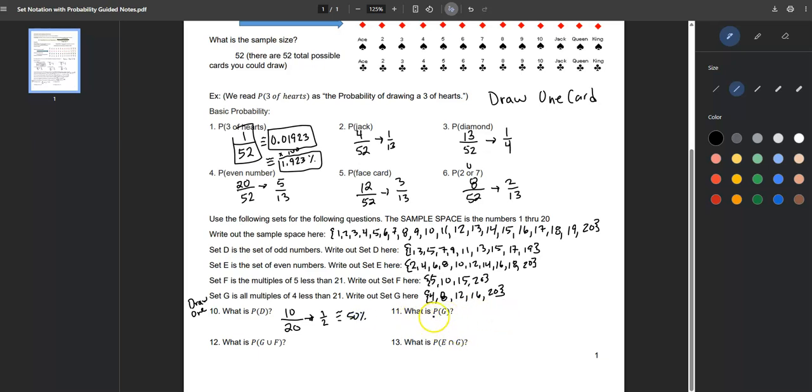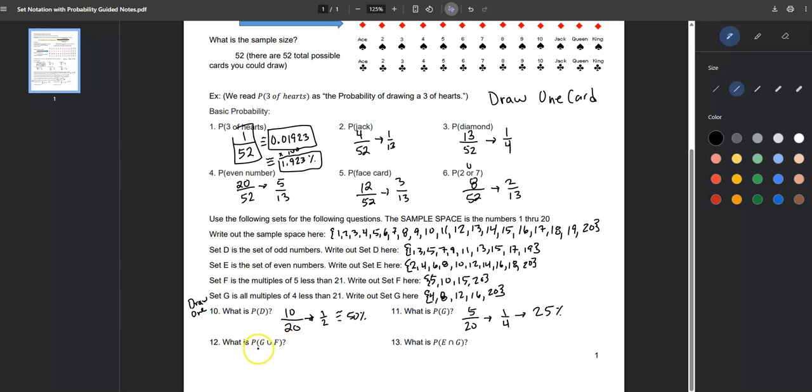All right, this next one, what is the probability of getting something from set G? So again, still out of 20. And then I just look at set G. Set G has 1, 2, 3, 4, 5 items. 5 items that go into that as well. So, 5/20, or 1/4, or again, 25%. Okay, 2 and 3 you've got to be careful with. Let's make sure you guys are good with this.